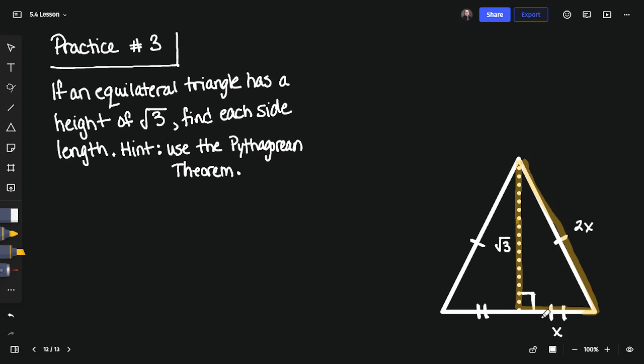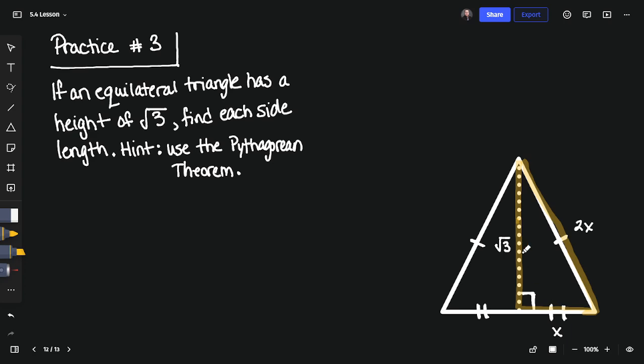We have an expression here, x, that represents the length of half of one of the sides. And so if x is half of one of the sides, then 2x has to be a whole one of the sides of the equilateral triangle. And we can go ahead and use this triangle, put it into the Pythagorean theorem, and use that to solve for the value of x.